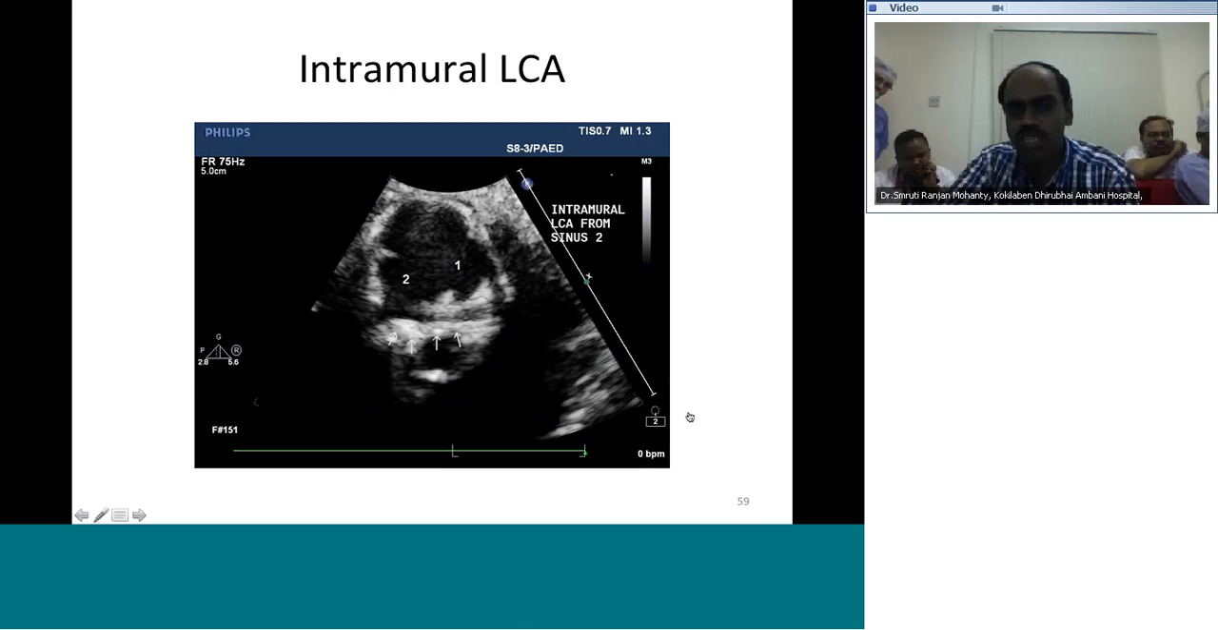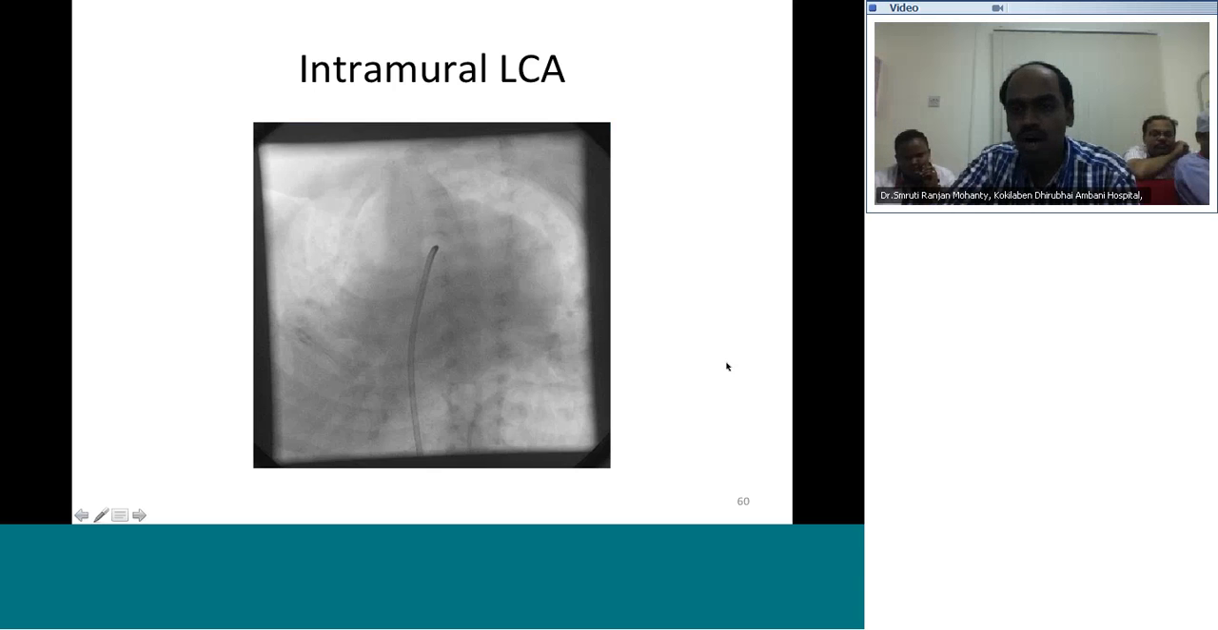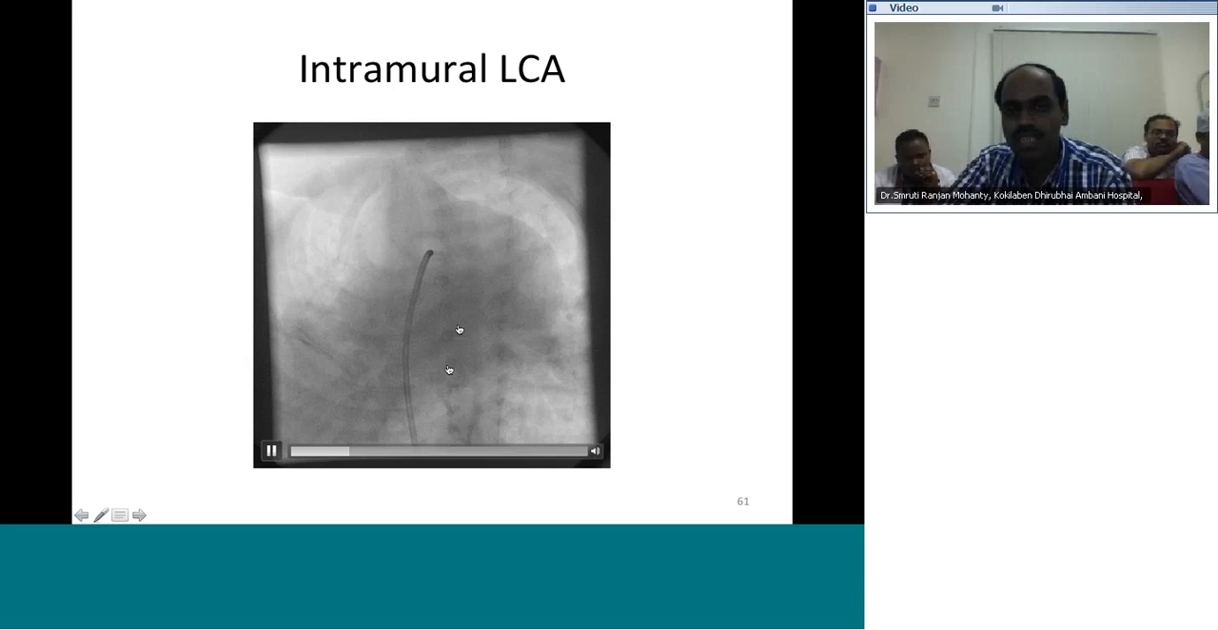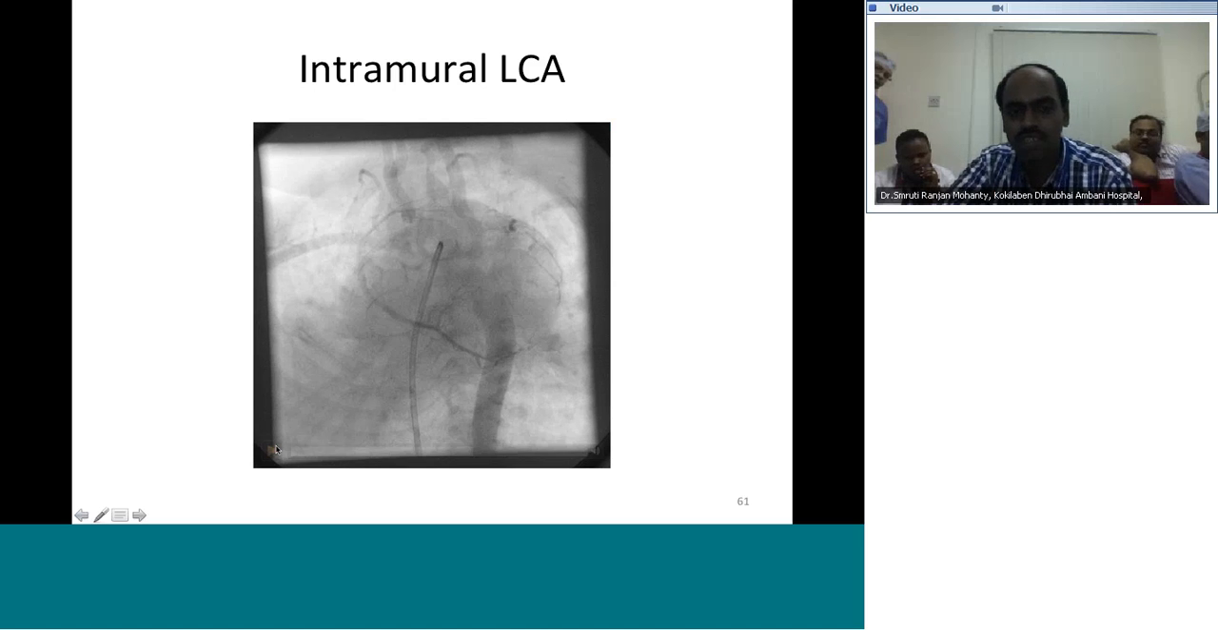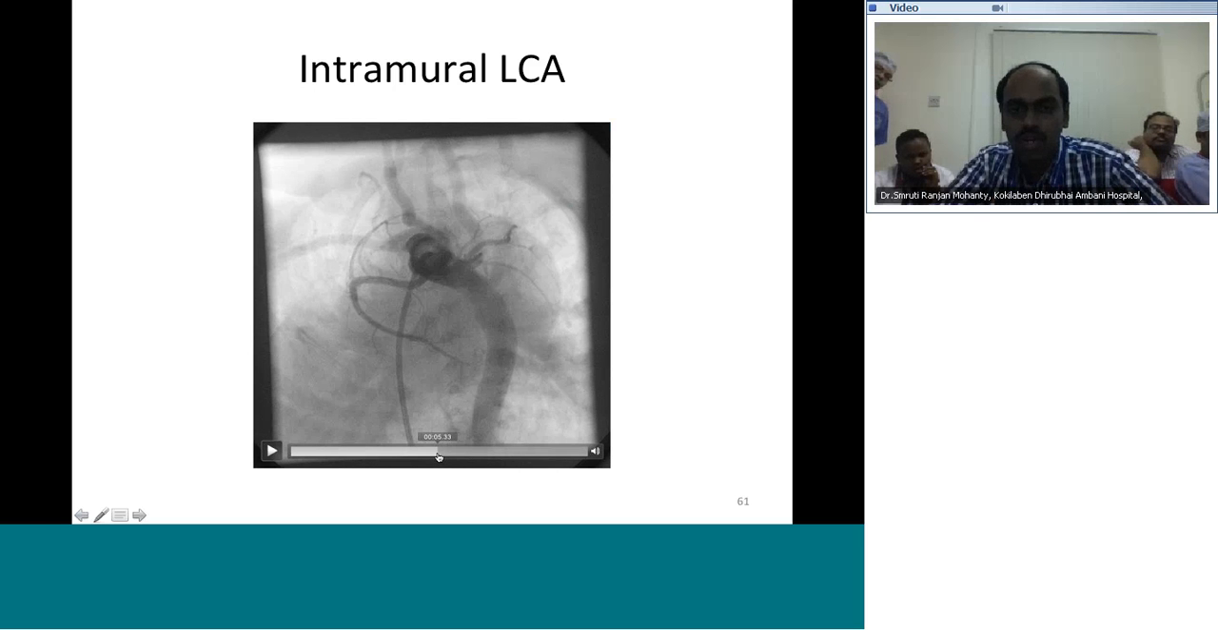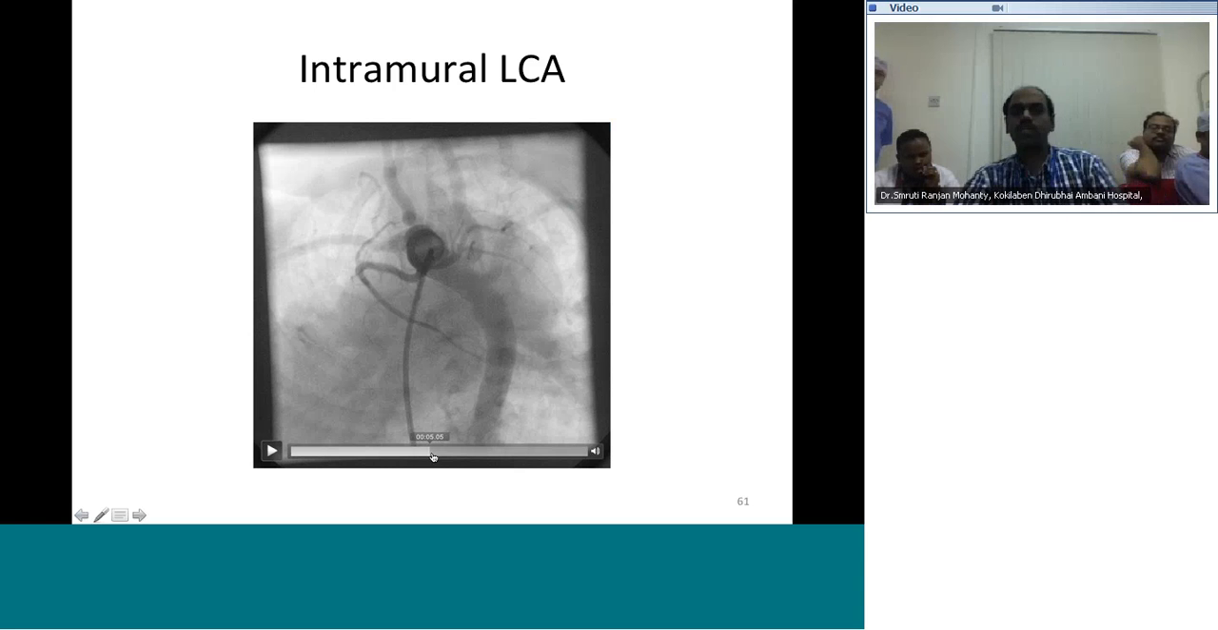And how will you see the intramural coronary artery? This is the same laid back angiogram. You see now this is the balloon that is being inflated. I'll freeze it now. It's a beautiful picture. Now see what is happening here.